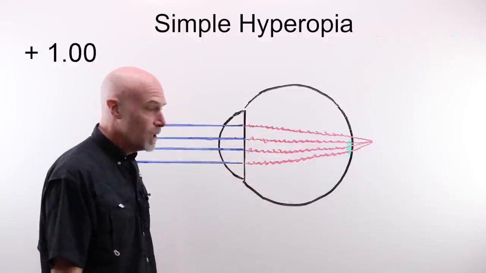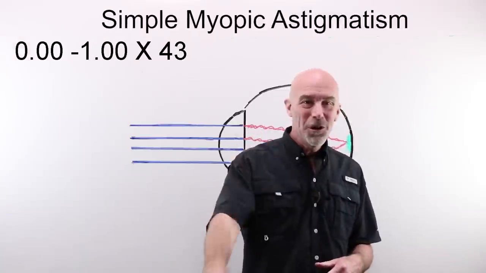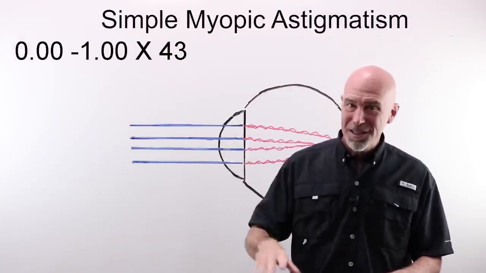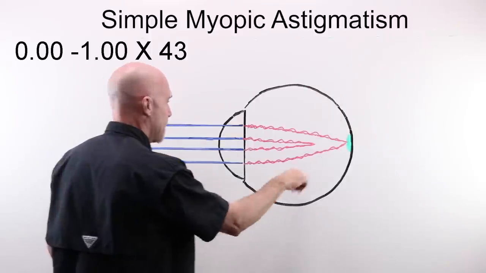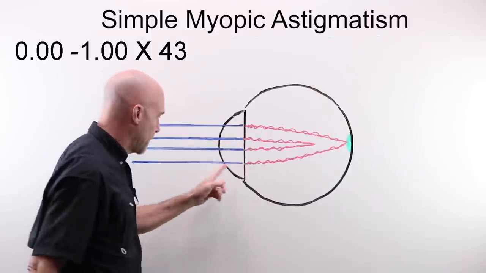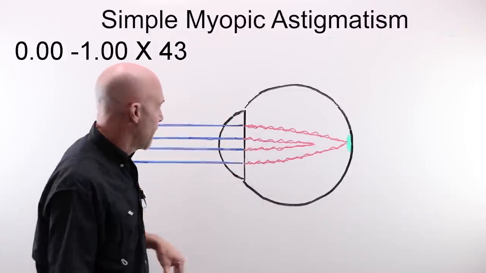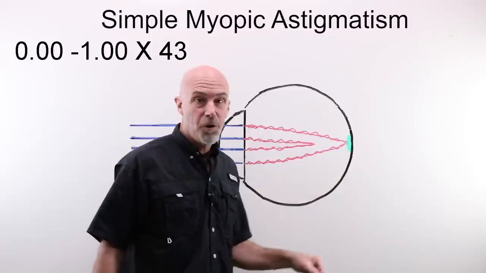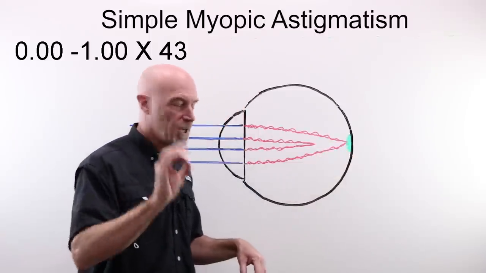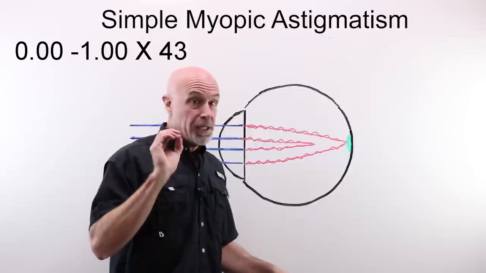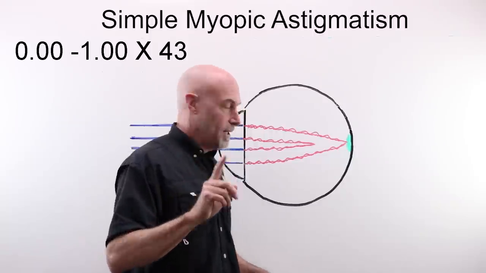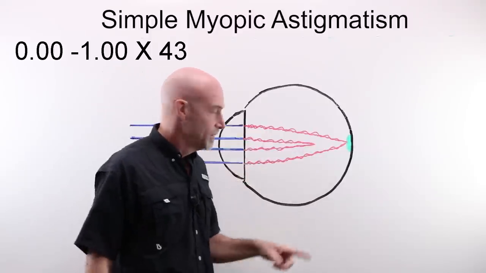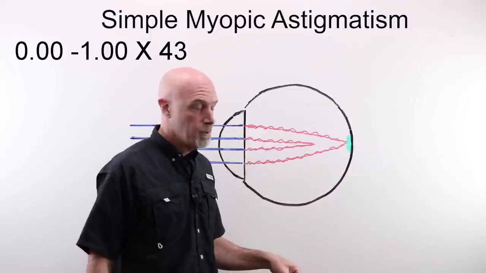There is simple hyperopia. Refractive error number 3, simple myopic astigmatism. In this case, same eyeball, same situation, same rays of light, same cornea. Rays of light enter the eye. Some of the rays hit exactly where we need them to be. Perfect, spot on, perfect vision in that meridian. The other set of rays entering the eye, they fall short. They don't reach where they need to be.